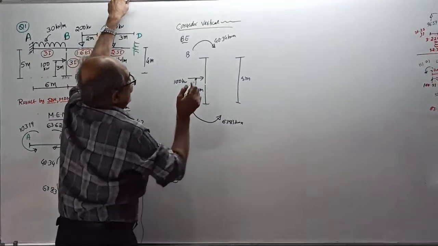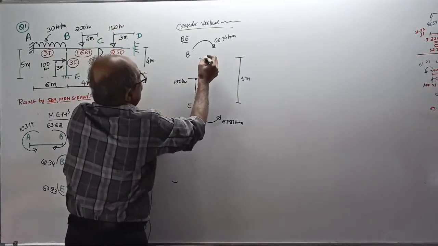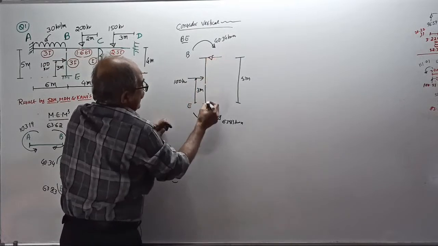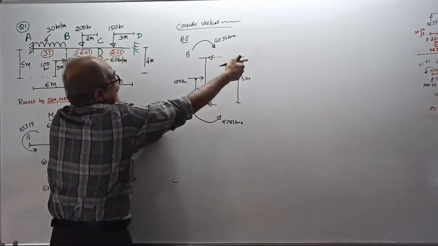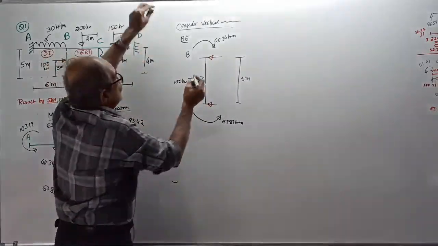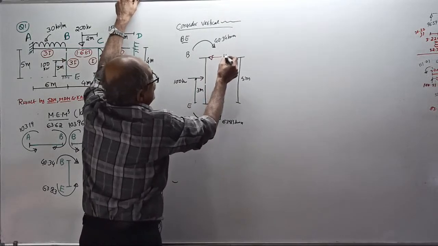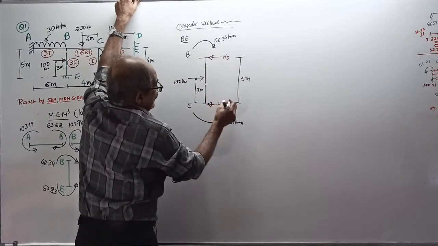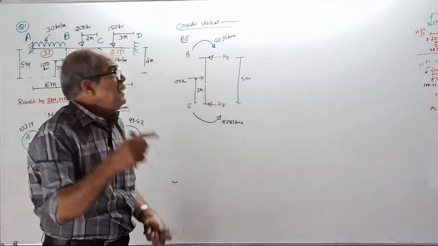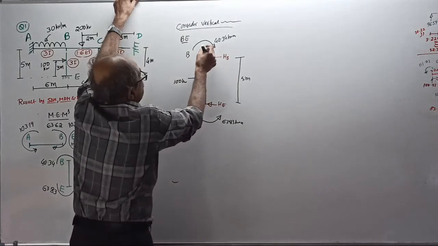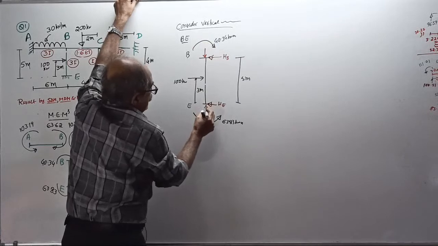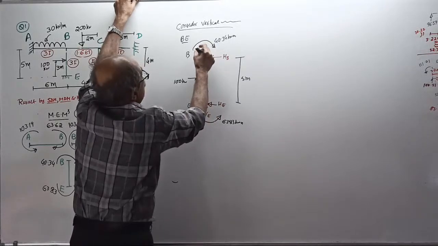Okay, then, when you apply load this way, there will be a reaction like this. Expected like this. We will take it like this. Suppose it is wrong, negative will come. So this is HB, this is HE. Correct? And very important, there will be a vertical reaction here. If it is down, this will be up. This is VE, this is VB.